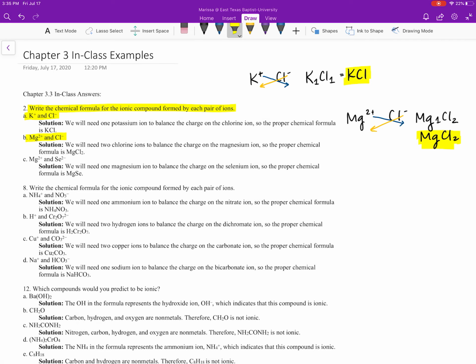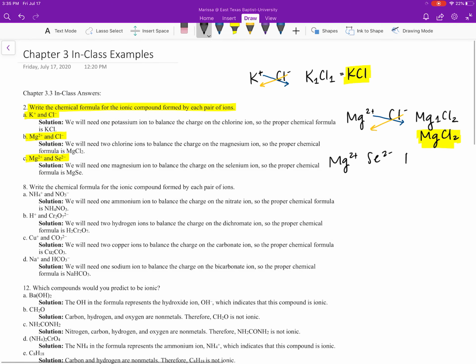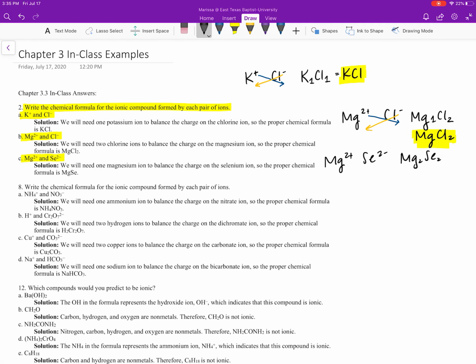The last one is going to teach us an important rule that we don't see a whole lot. If we practice the same rules, I want you to go ahead and swap the charges like you think you should, and hopefully you end up with Mg2Se2, but technically that's not correct. Anytime we have the same number subscript, we are going to take the least common denominator, and in this case the final answer is MgSe because we're going to divide each of the subscripts by 2.